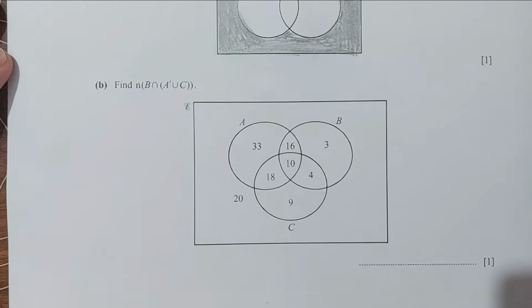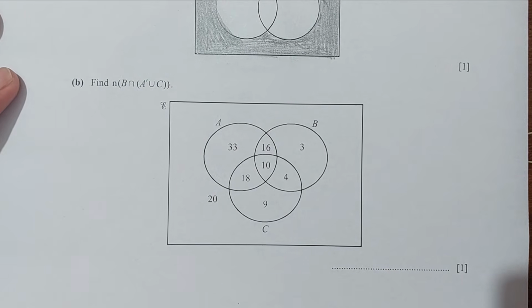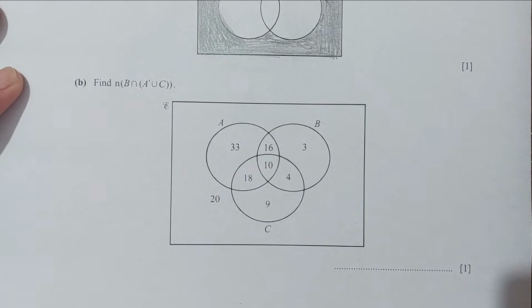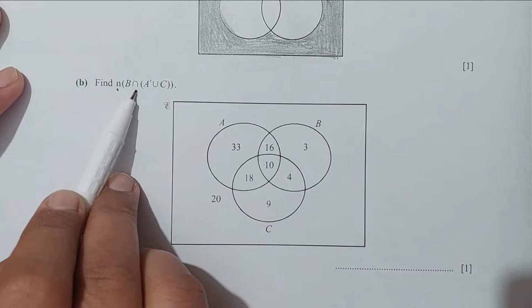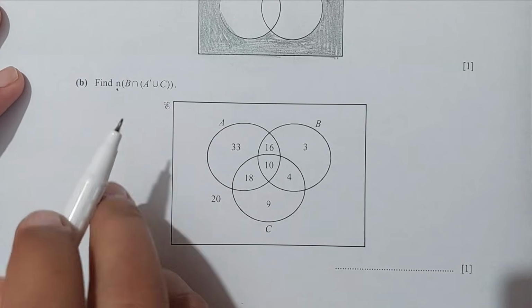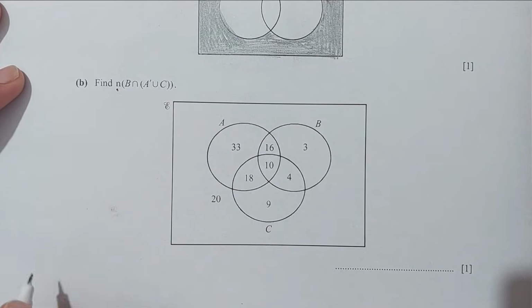Alright. Now for part B, find the number of elements. n means the number of elements in B intersection A complement union C. So first let me solve what is A complement.